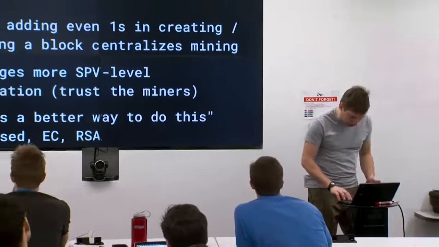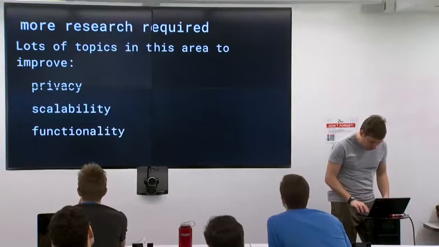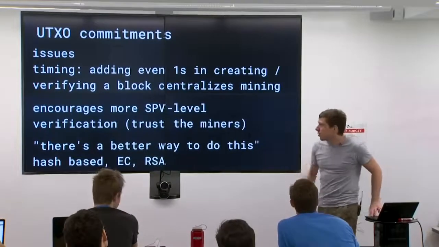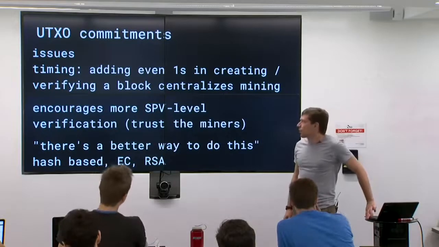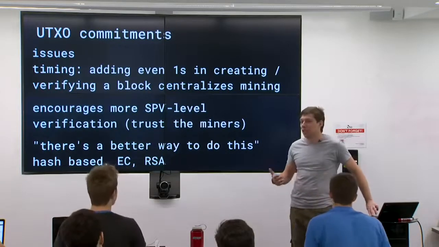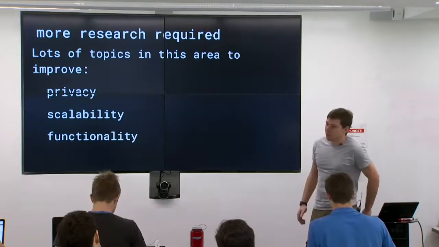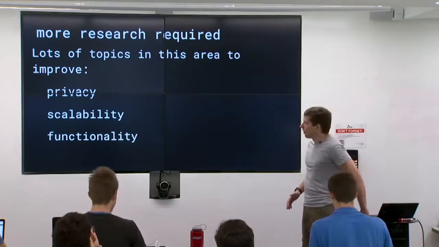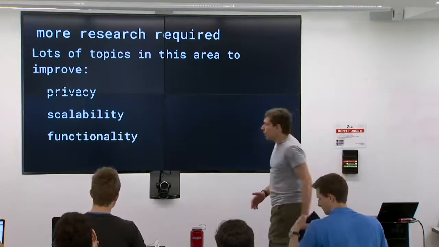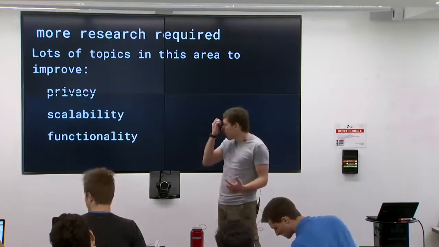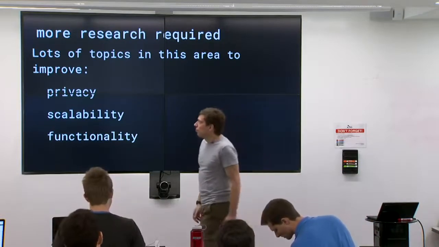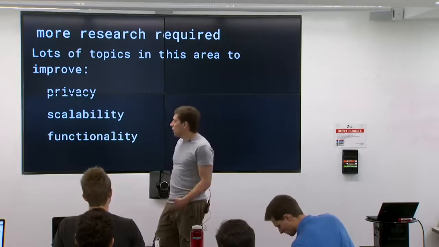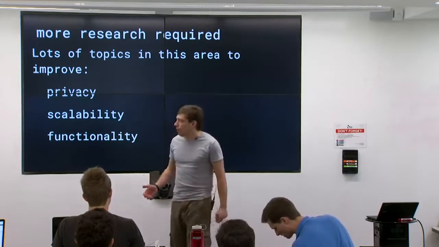And I was going to talk about covenants, but that's another story. So these are some of the current research issues in Bitcoin, blockchain, cryptocurrency. And there's lots of other topics. These are some of the big ones I'm aware of and that I know people working on. But there's lots of ways to improve privacy, scalability, functionality.